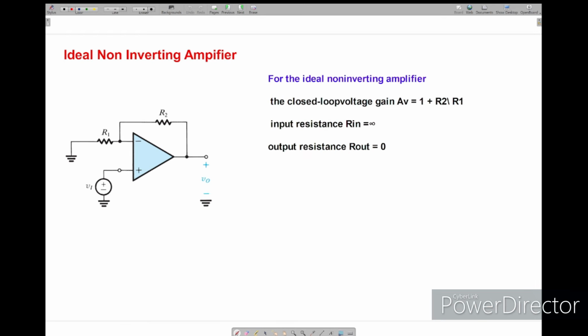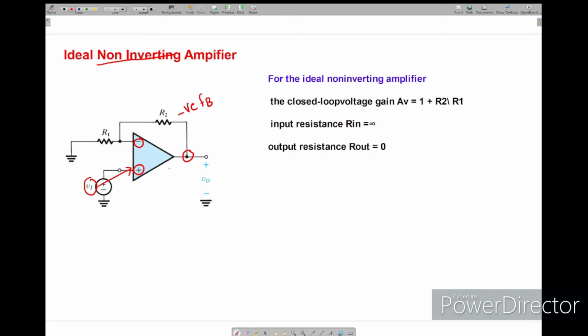Now we'll see the non-inverting amplifier. If you see this, the input is connected at the non-inverting terminal, as well as the feedback we have taken at the negative terminal of the op amp. So this provides the negative feedback, and the input I have connected at the pin of the non-inverting terminal. This entire configuration we call a non-inverting amplifier.